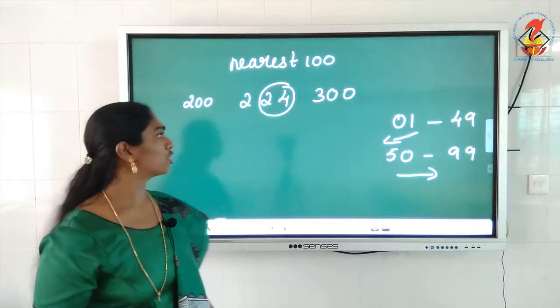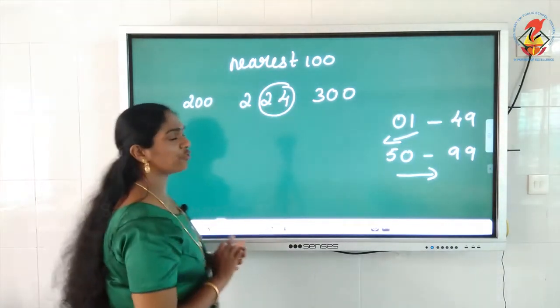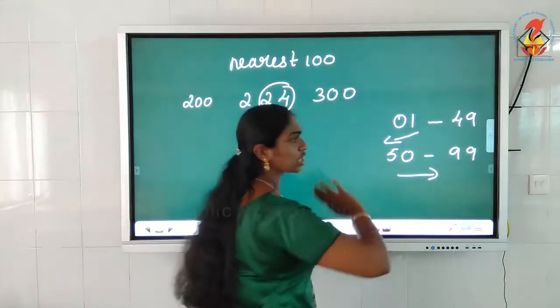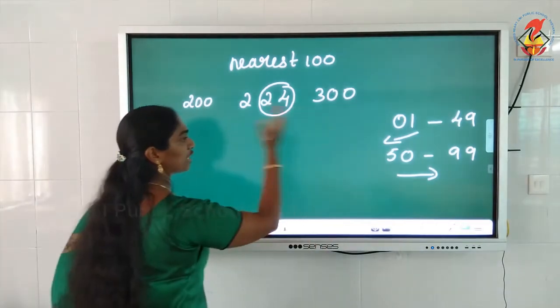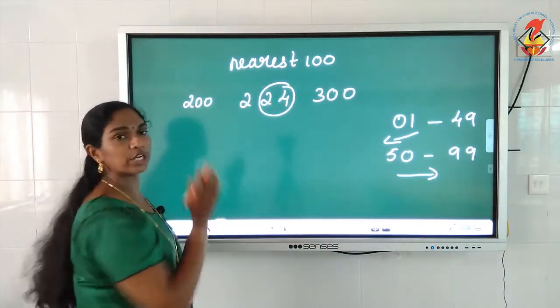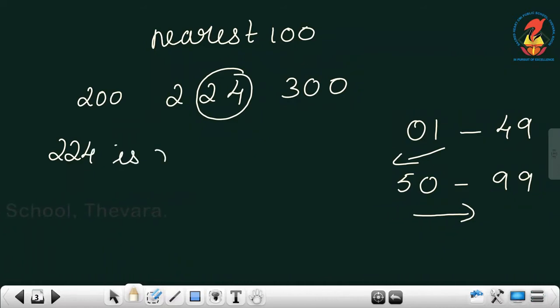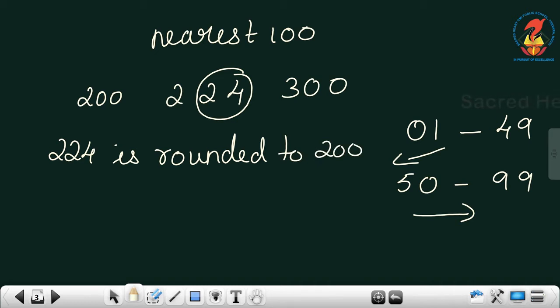Clear, children? So, you have 24 here. 24 comes in this section, isn't it? From 00 to 49. So, where will it be rounded? It will be rounded to 200. So, 224 is rounded to 200. Clear, children? I take another question.